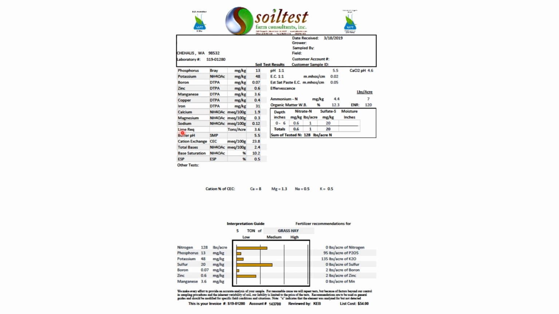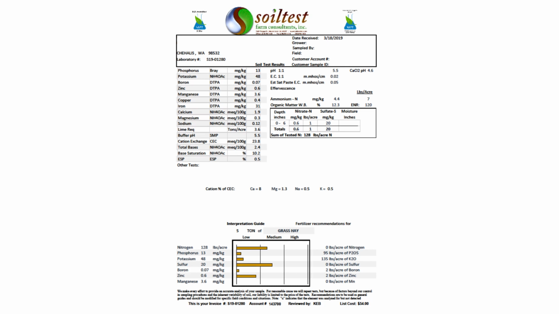On the report, the lime requirement is shown immediately above that in tons per acre. In other words, this lime requirement of 3.6 means that we need to add 3.6 tons of lime per acre in order to raise our soil pH to 6.5. That is the goal of the lime requirement.